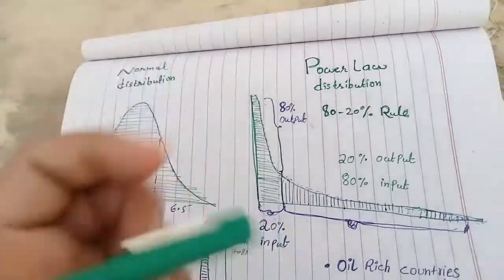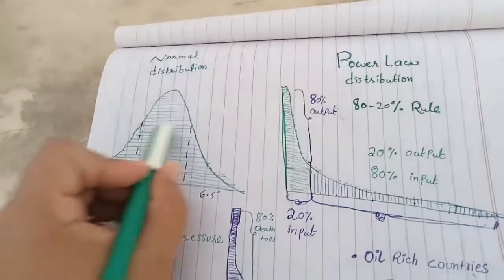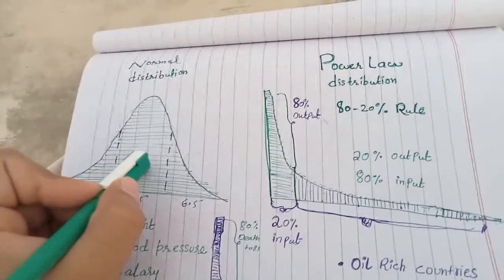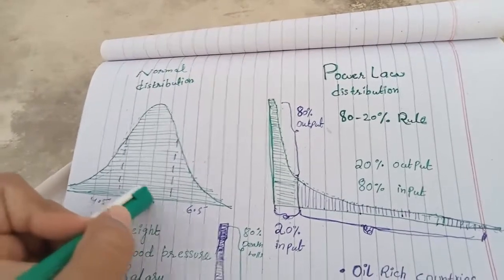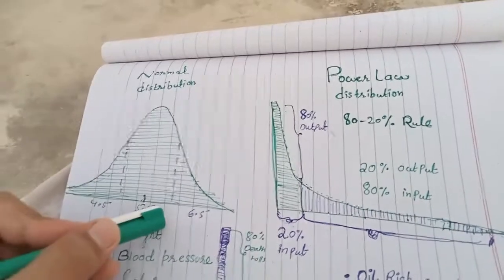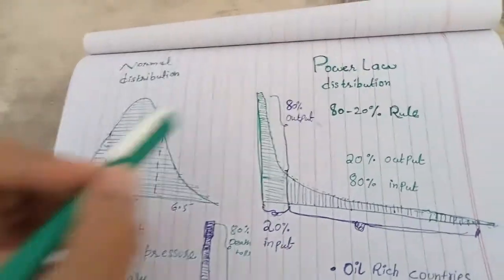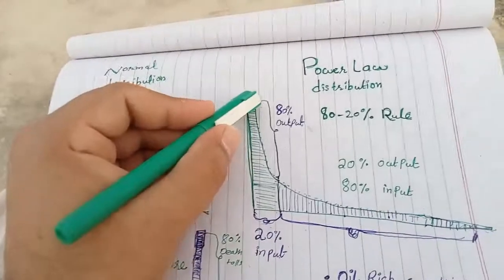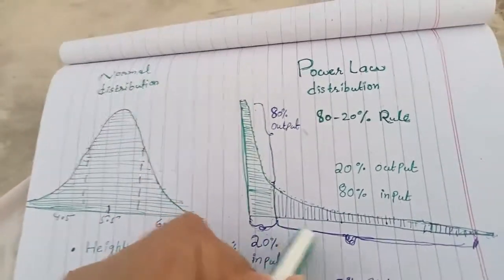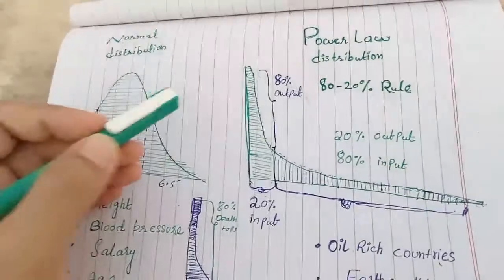Another part of this distribution concerns probability. In a normal distribution, the curve is peaked at the center, and events at the center have the highest probability. But in the power law distribution, the highest probability is at the minimum point. As the events increase, the probability gradually decreases. So that is the power law distribution, where we use the 80-20% rule.